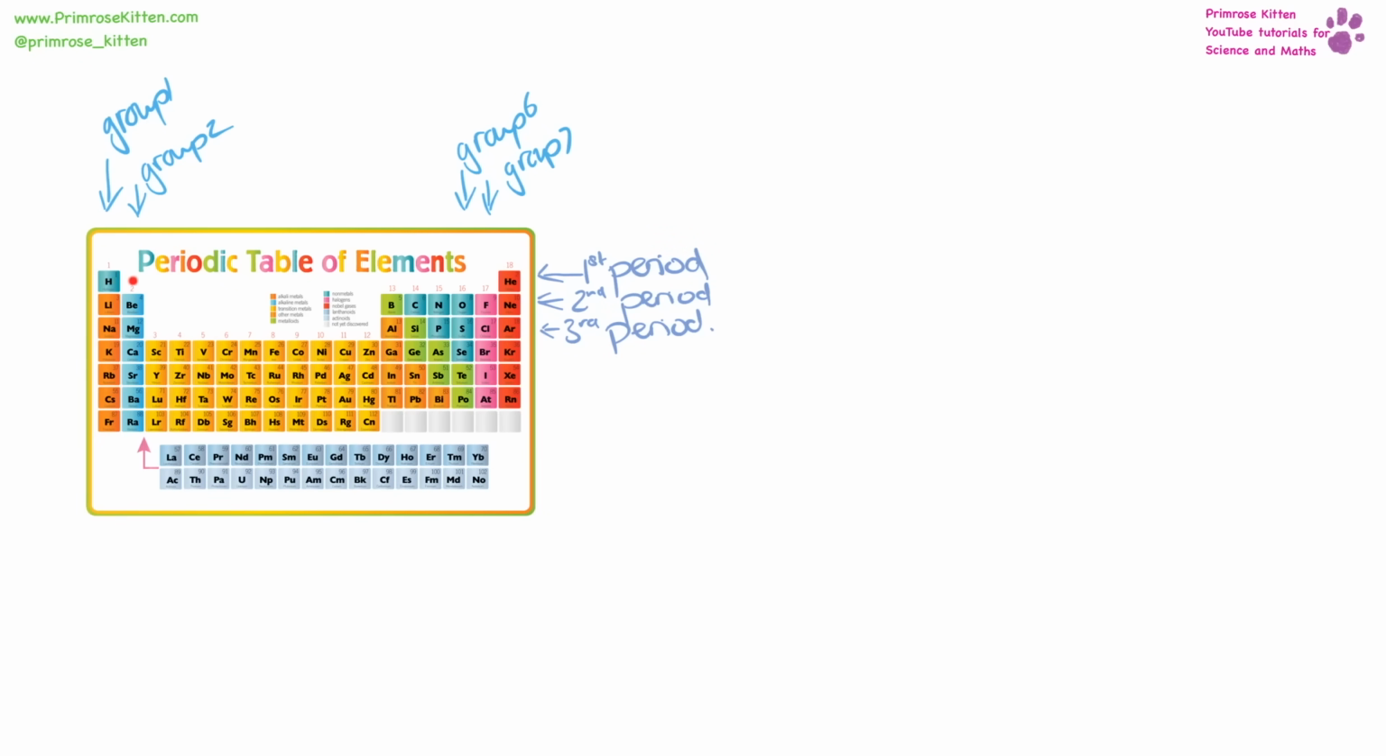Periods go across the periodic table. So here is our first period, the one that everyone always forgets because it's only got hydrogen and helium in. Here is our second period. Here is our third period, and the periods relate to the number of shells that things have. They also remind us how many electrons are in each shell. So in the first period there are 2 elements, which means there are going to be 2 electrons in that shell. In the second period there are 1, 2, 3, 4, 5, 6, 7, 8 elements, which means there are going to be 8 electrons in that shell.